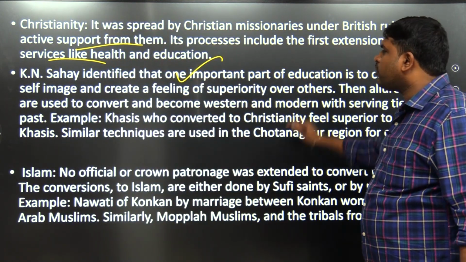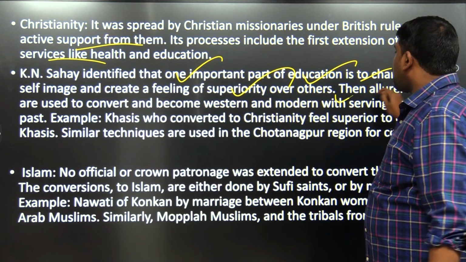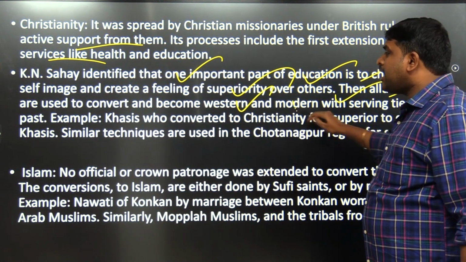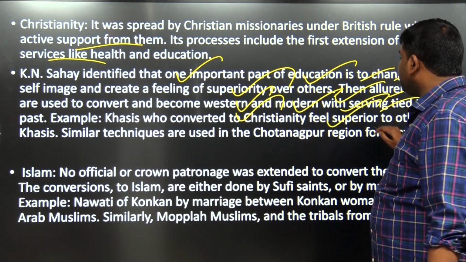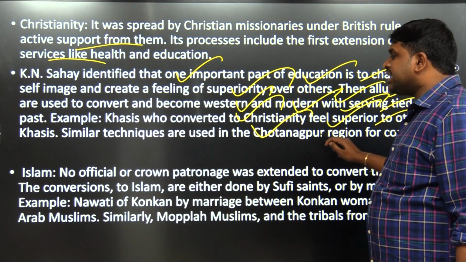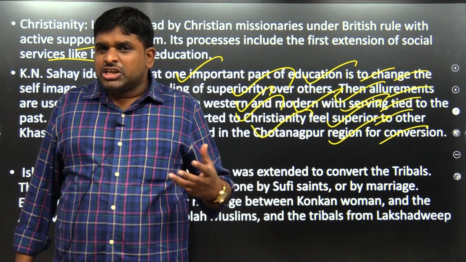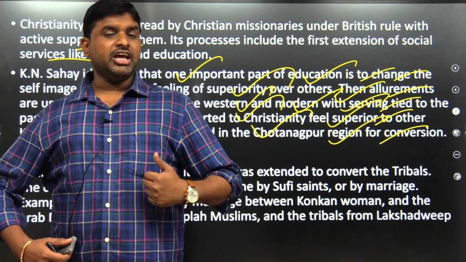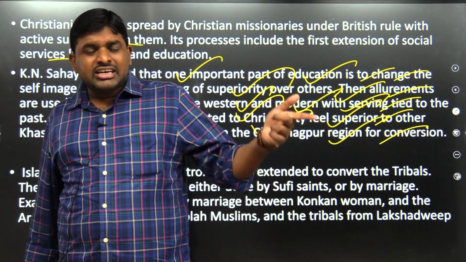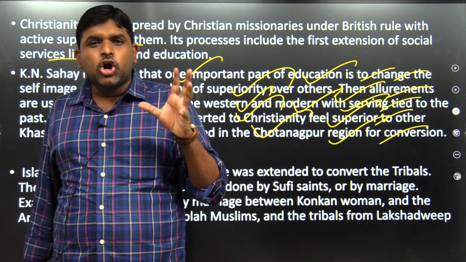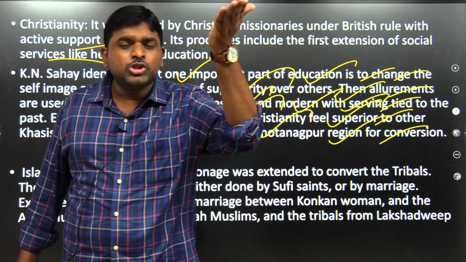K.N. Sahai identified that one important part of education is to change the self-image and create a feeling of superiority. Then allurements are used to convert and become Western and modern, severing ties to the past. Khasis who converted to Christianity feel superior to other castes. Similar techniques are used in the Chota Nagpur region for conversion. The tribals who converted to Christianity were made to believe they were superior, English educated and westernized. So the tribes who did not convert were also motivated: if I also convert to Christianity, my status will also rise.